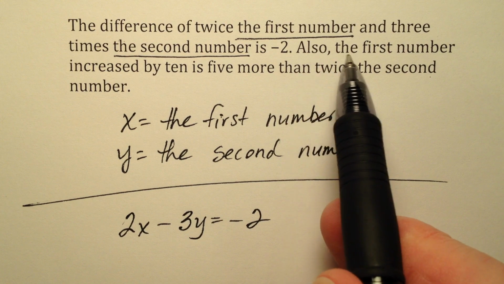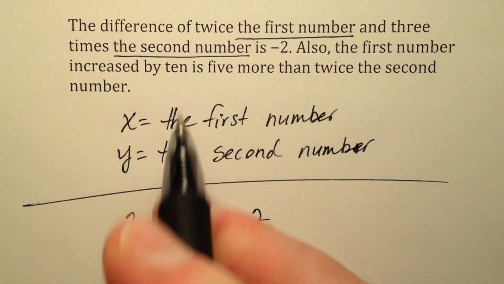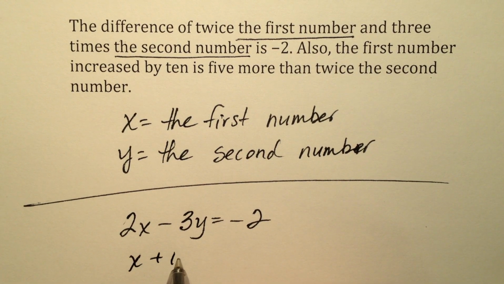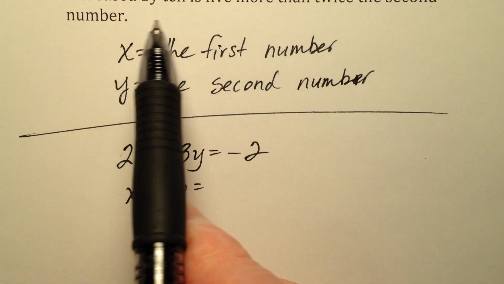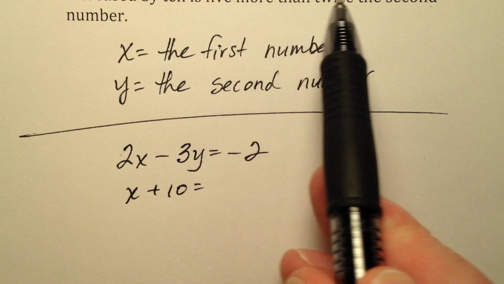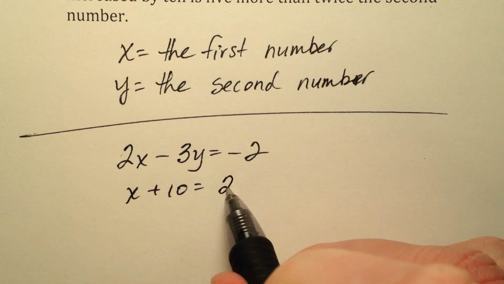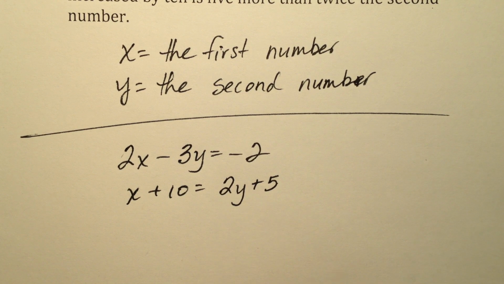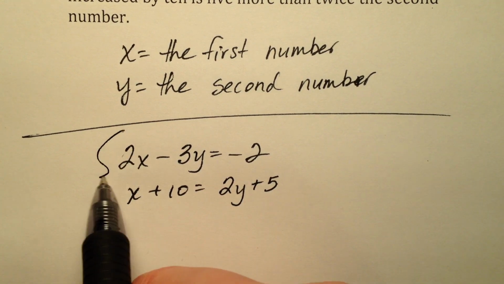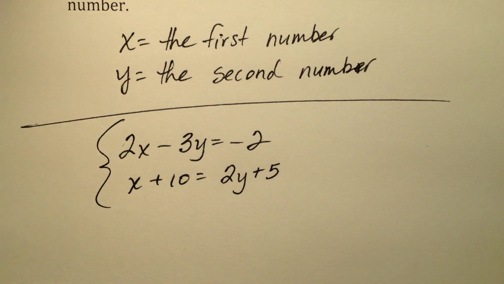Okay? Also, the first number increased by 10. So the first number increased by 10, so we're going to add 10 to it. Is 5 more than twice the second number. So we have twice the second number, and then we add 5 to that because it's 5 more than twice the second number. Okay, so here's a nice system.